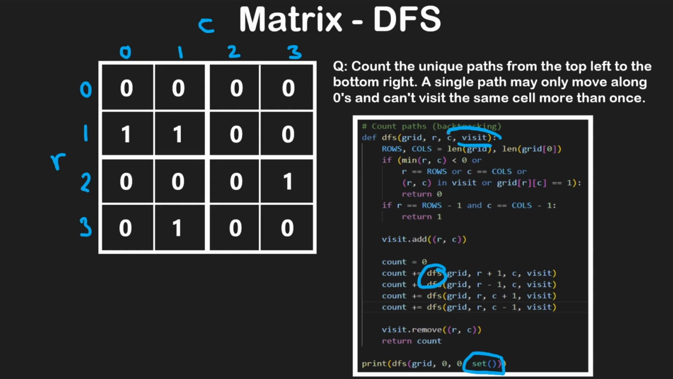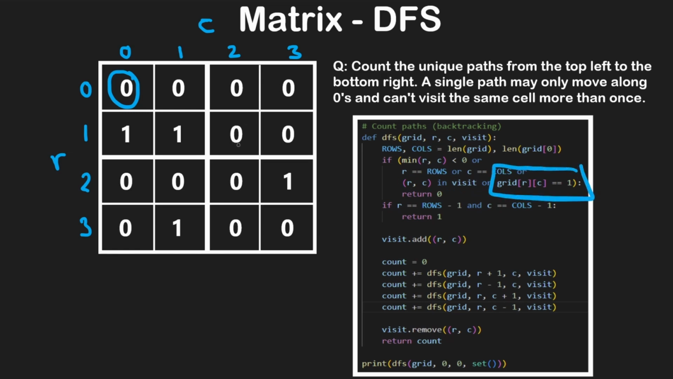We're passing in a reference to that exact same object. Every recursive call is going to have access to that exact same object. So starting at the top left, we're going to run through our base cases. Have we gone out of bounds? No, we haven't gone out of bounds. Have we already visited this position? Nope. Is this position blocked?